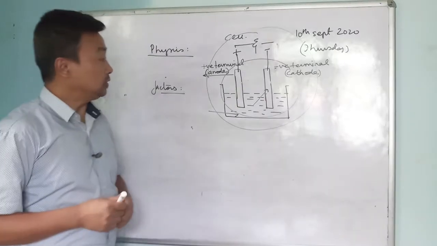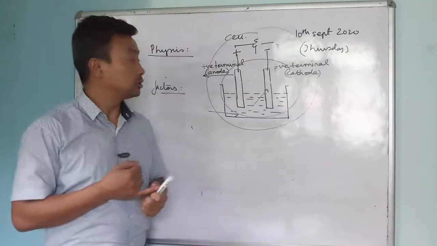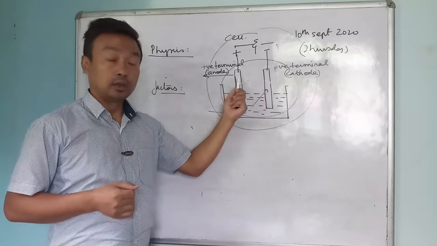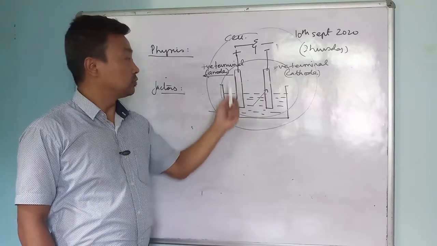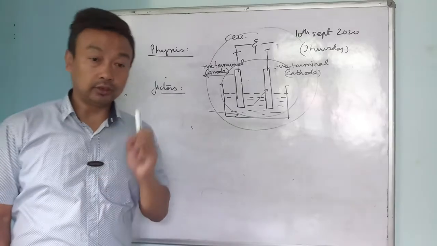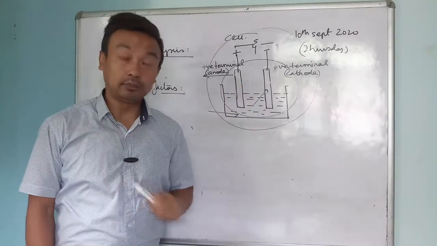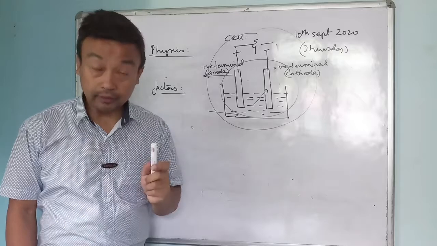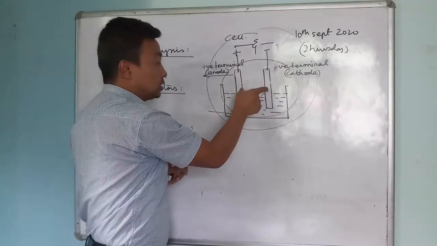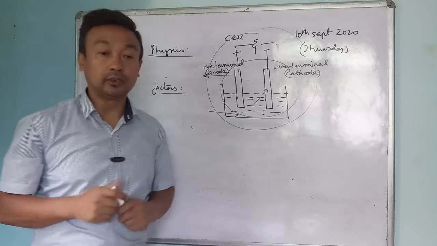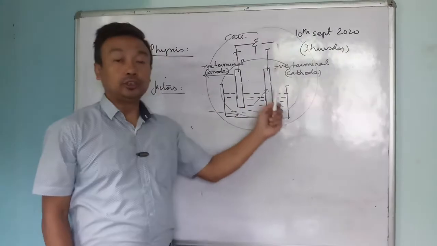Now the EMF of a cell is independent of other factors. It does not depend on the shape of the electrodes. What type of electrodes you use, it is independent. The second one is the distance between the electrodes, which is also independent for the EMF, because EMF is for the complete cell. So whatever the distance between them, it is independent. And third is how much electrolyte is used in the cell.